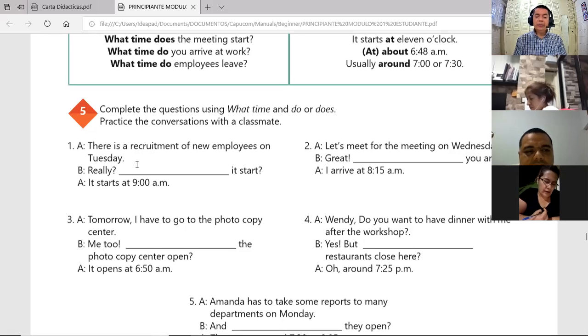Really? What time? Look, time. What time does it start? It starts at 9 a.m.